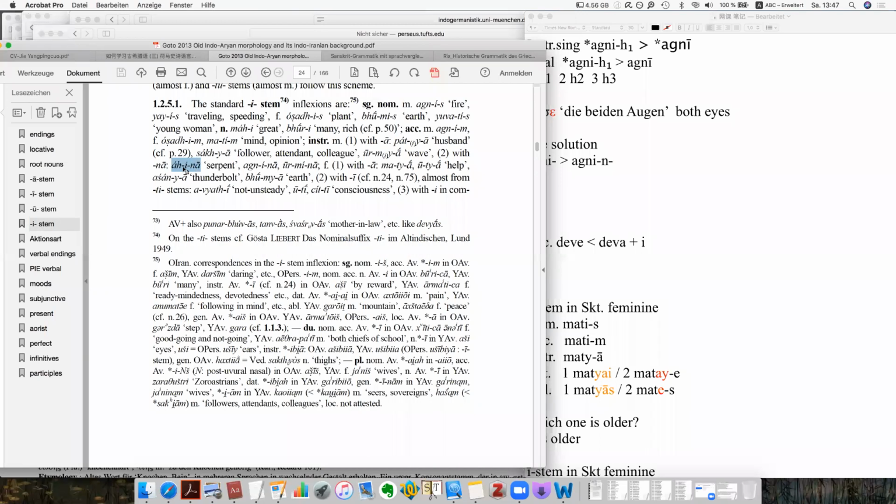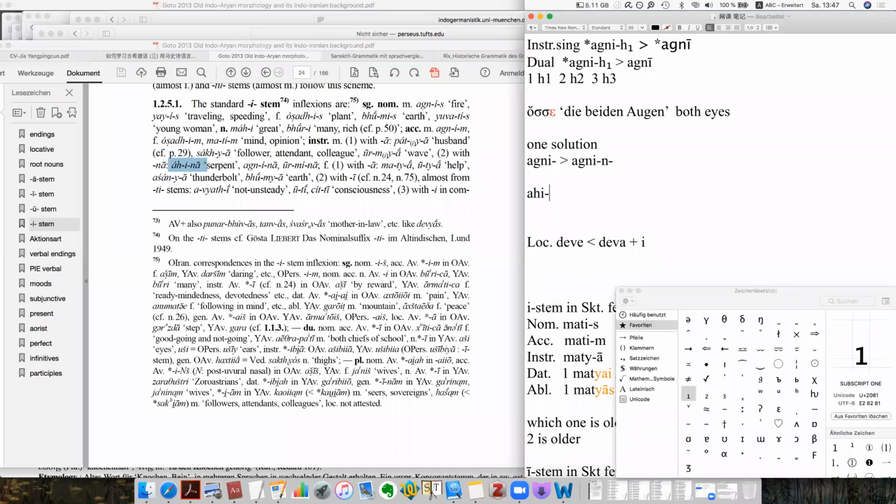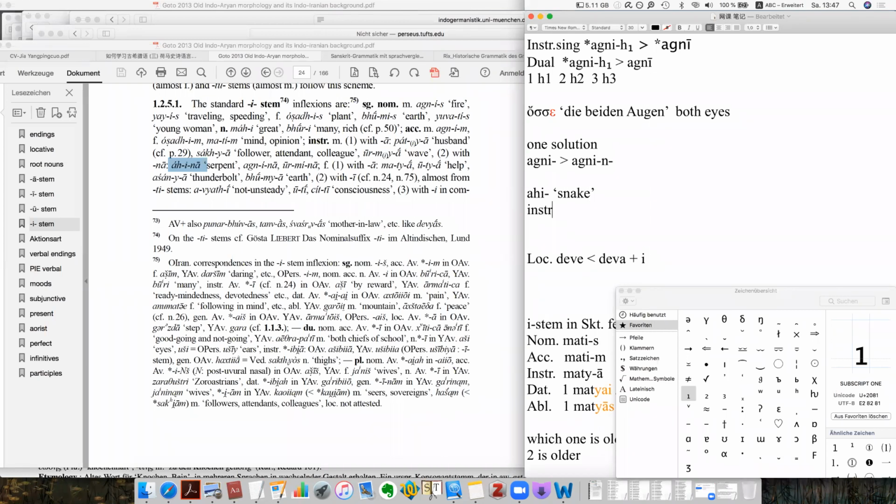Ahi, right? Ahi is serpent. Ahi is snake. And then the instrumental is called ahina. So ahi is snake, and the instrumental is called ahina.